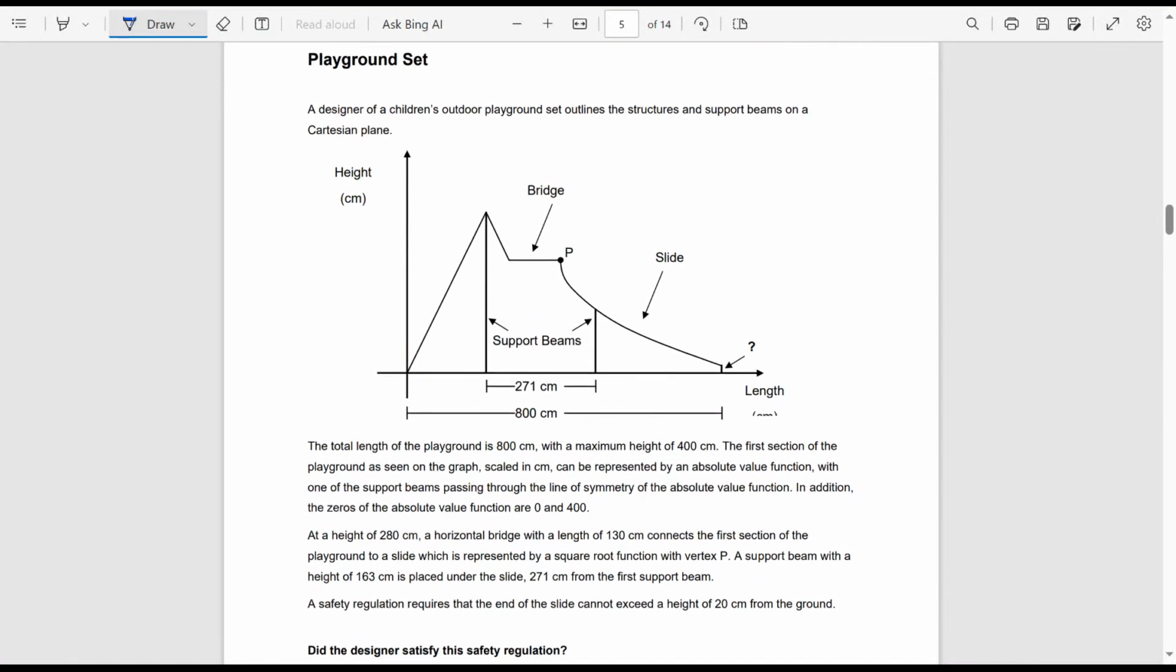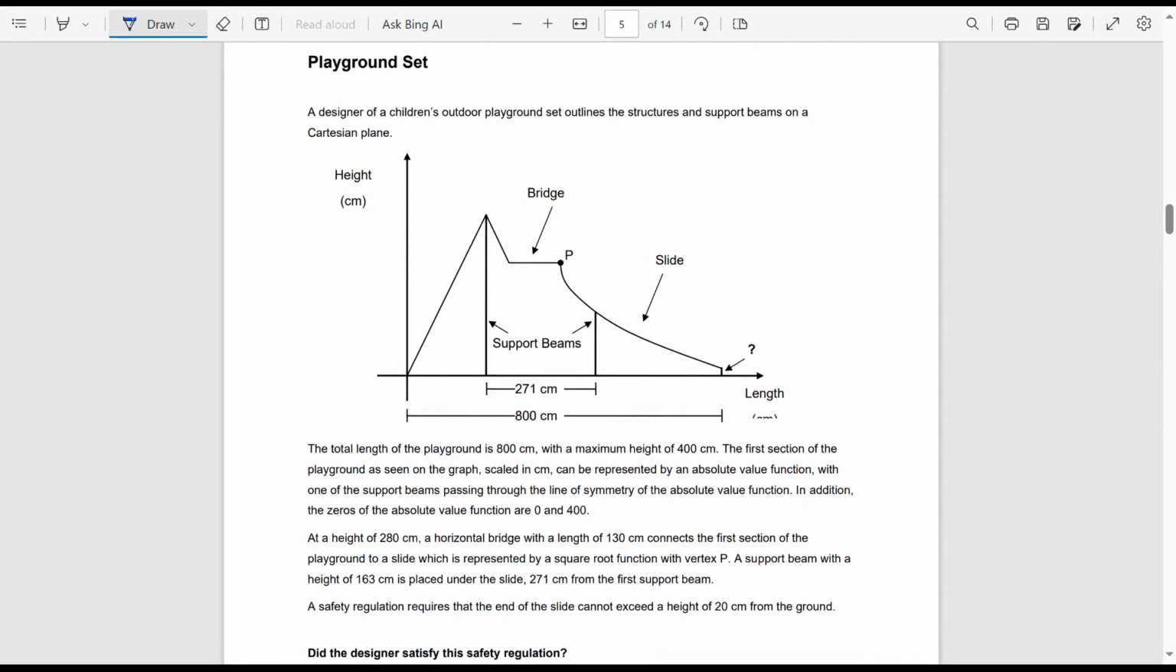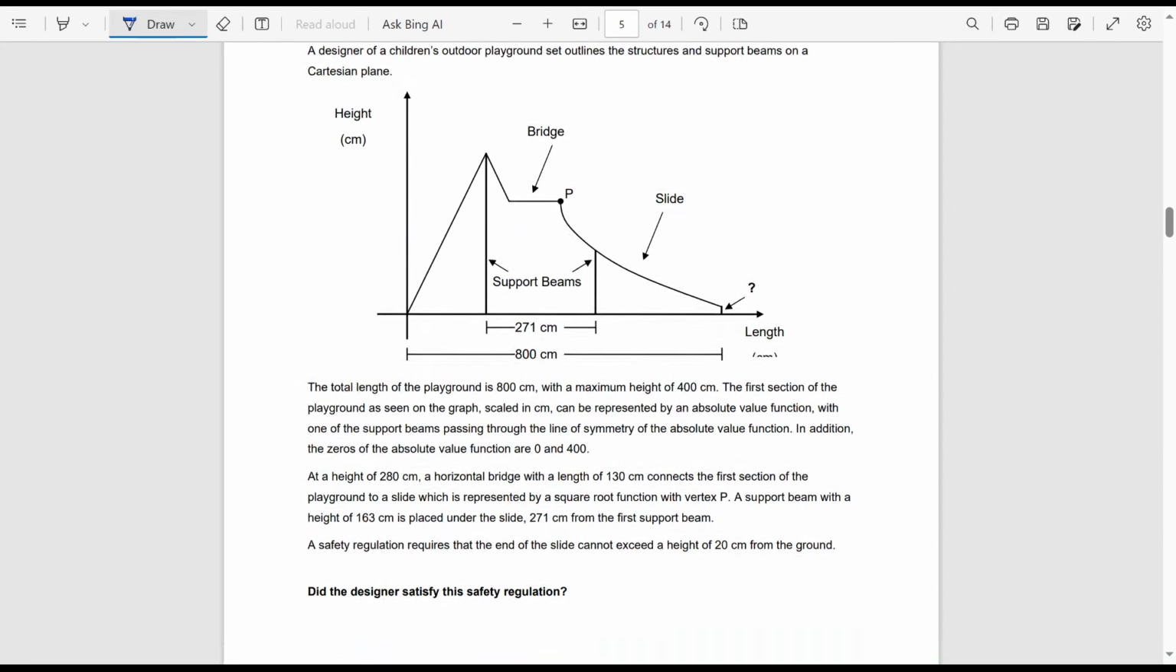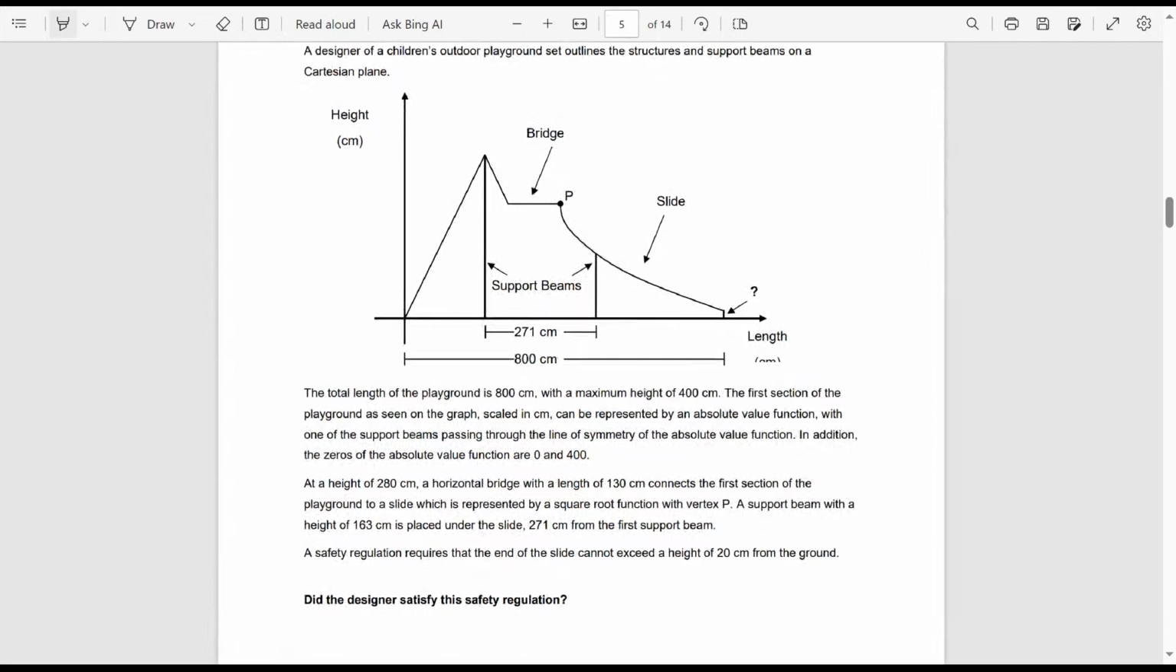So basically, we're going to look at this piecewise function here. This is different than a lot of the other ones, so we'll call this guy a special case. The weird thing about it is being able to decode from the words and the diagram provided. So the first thing to look at here is to identify that it's saying that the total length of the playground is 800. I can see that that's been written right there as well, right? That they've included 800 centimeters.